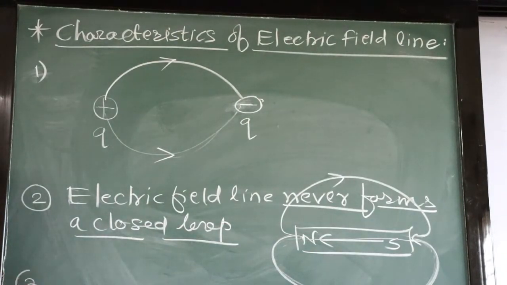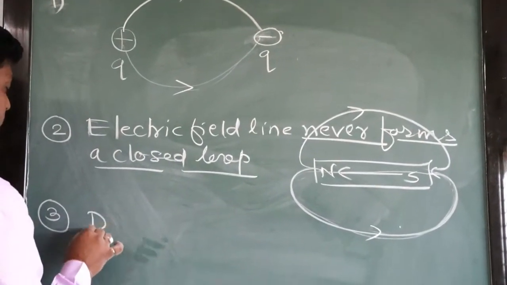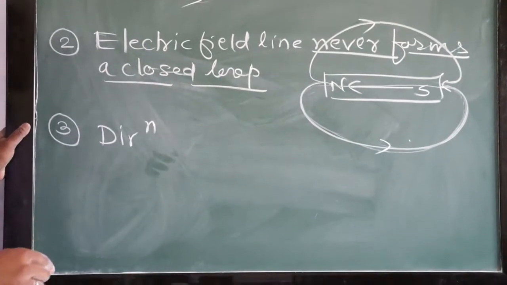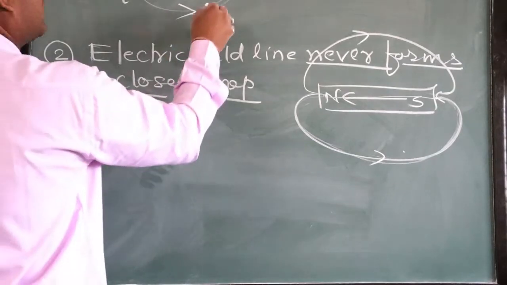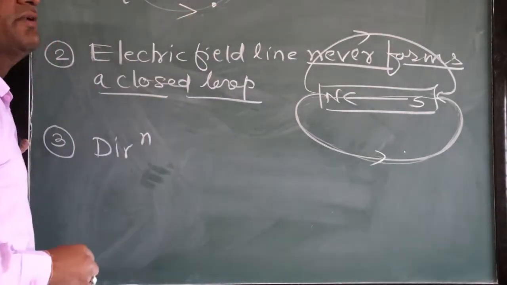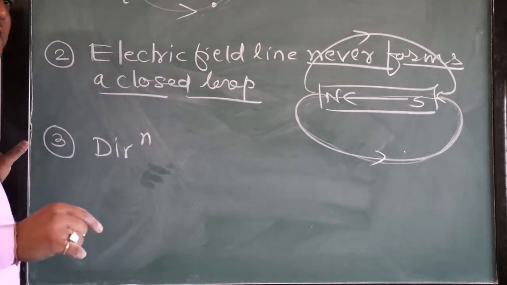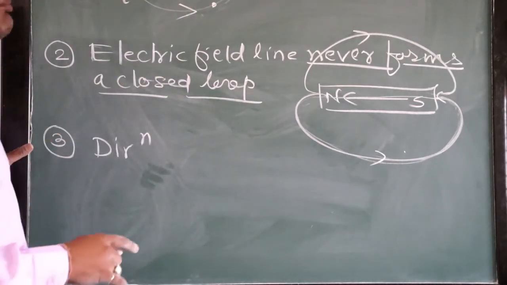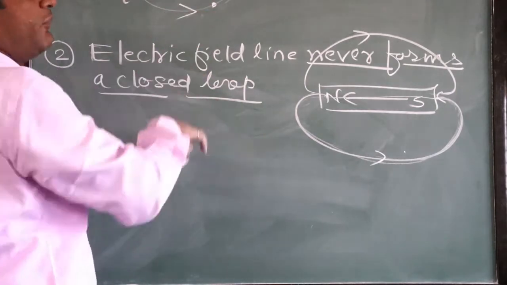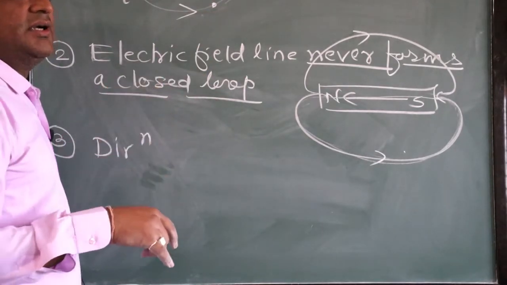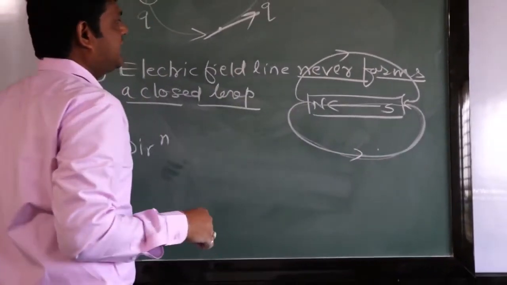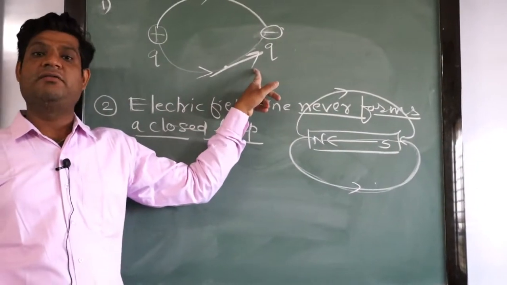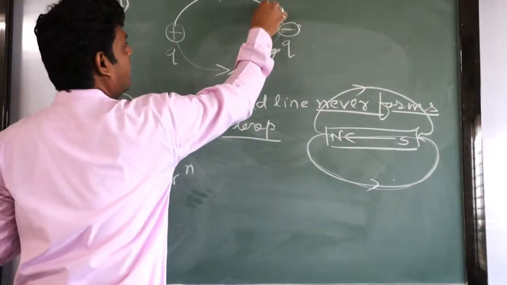The third characteristic we are going to see is about the direction of the electric field. We can find the direction of the electric field at any point. Suppose we have a point here. What is the direction of the electric field at that point? By drawing a tangent at that point, we can find the direction of the electric field. See here, this is the tangent and this tangent shows the direction of the electric field. Same here, suppose the point is over here.